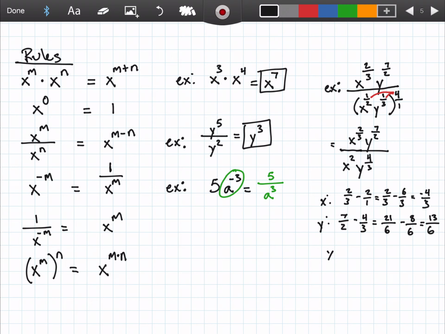So what I got is whatever you subtracted is going to end up on top in the numerator of your fraction. But we don't like negatives. So that x is actually going to come down for the positive 4/3. Whew, what a trip.